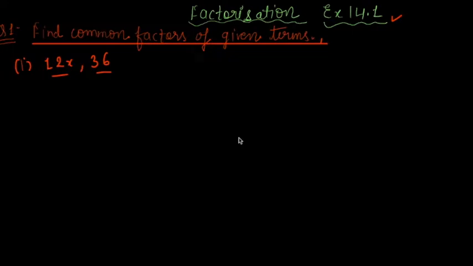I have explained the concept of chapter 14, factorization, in my first video. Today I am going to start with the exercise 14.1 questions. To begin with the first question, which is to find common factors of the given terms, the first part is 12x and 36. How do we write the factors of 12x and 36?